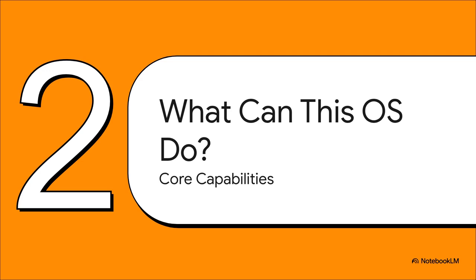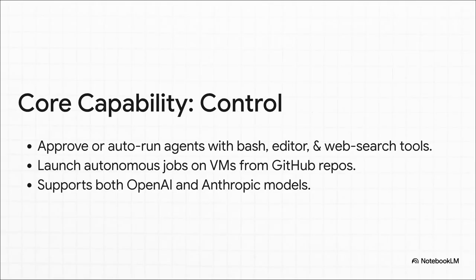Okay, OS for agents is a great concept, but what does that actually mean? What can you do with it in the real world? Let's break down what it's capable of. First up, let's talk about agent control. And we're not talking about your average chatbot. The agents running through Pocket Server are armed with real developer tools: a bash terminal, a file editor, even web search, so they can do complex multi-step tasks, not just talk about them.